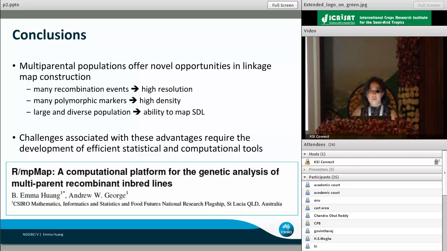And the tool that we use is an in-house R package called NPMap, which has been extended multiple times to deal with many of these issues that have come up and to actually allow for more interactive genetic mapping as well. So I just want to thank my collaborators.